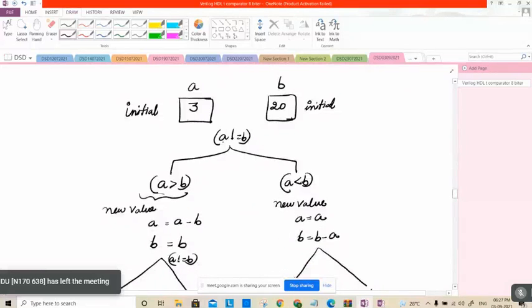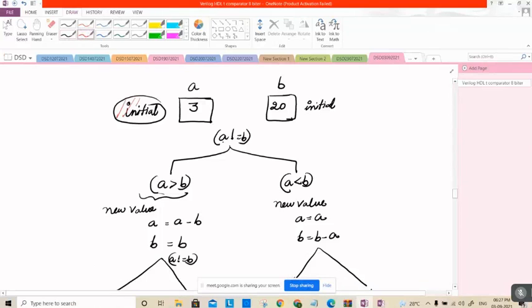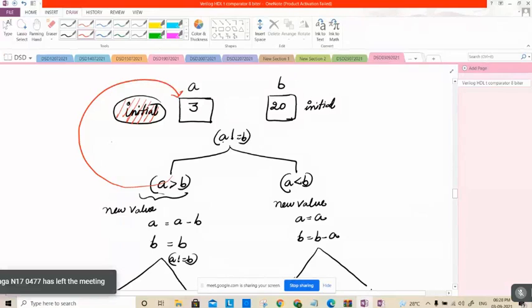Now what is this I have written here? Registers. Initial, I wrote. Then whenever this is getting updated, this value should come back here again. The updated value. Now which value is to be taken?